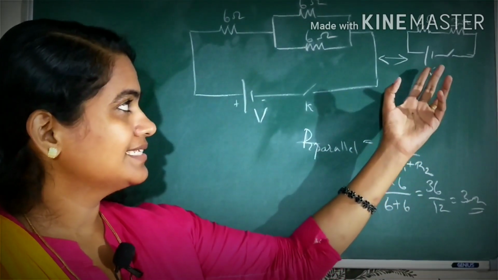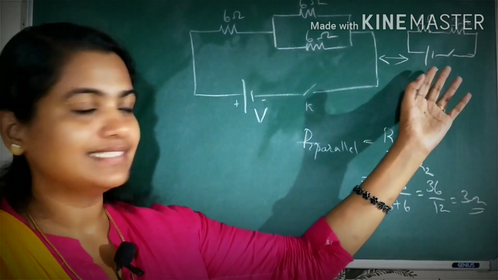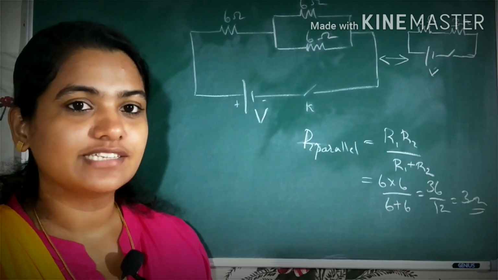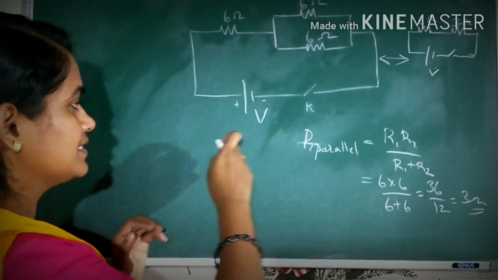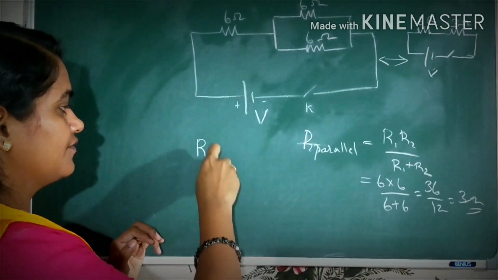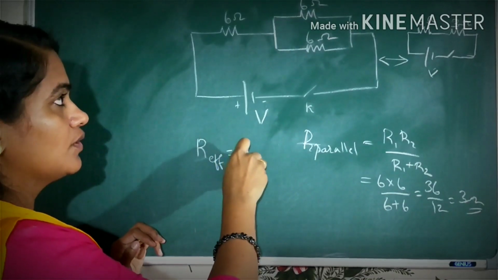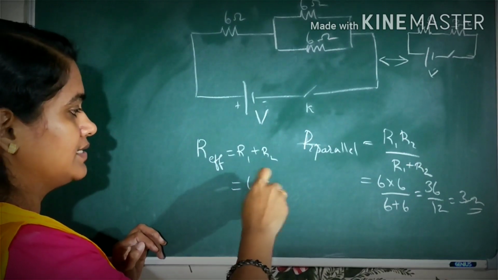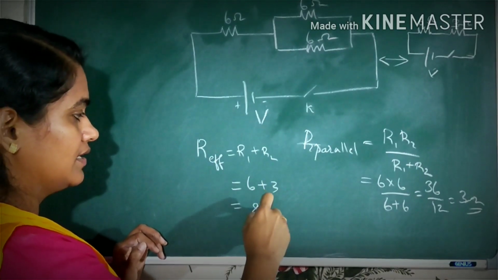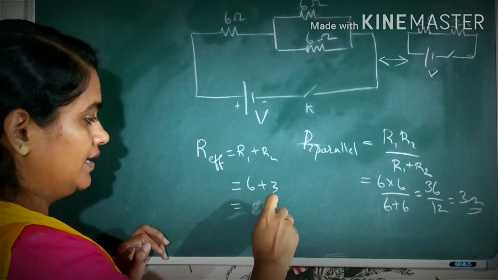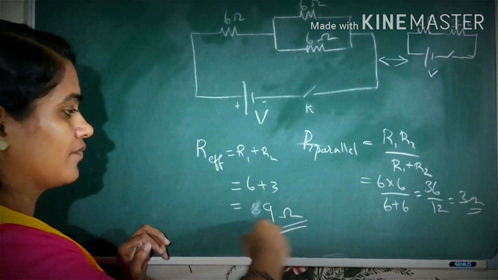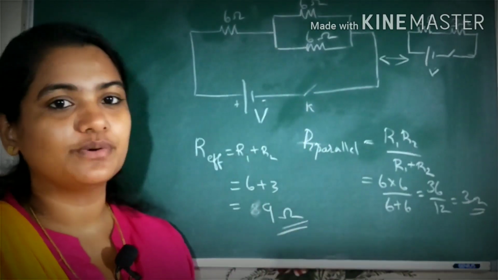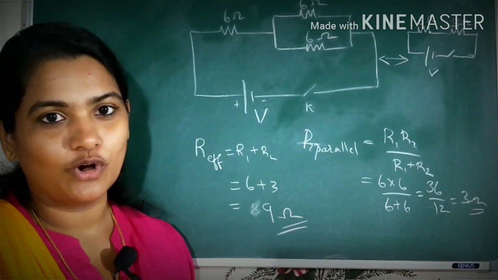So next, to find the effective resistance, we know that the 6 ohm and 3 ohm resistors are in series. So it's easy to find the effective resistance as R effective is equal to R1 plus R2, which is equal to 6 plus 3, that is 9 ohm. So the effective resistance of this circuit is 9 ohm.